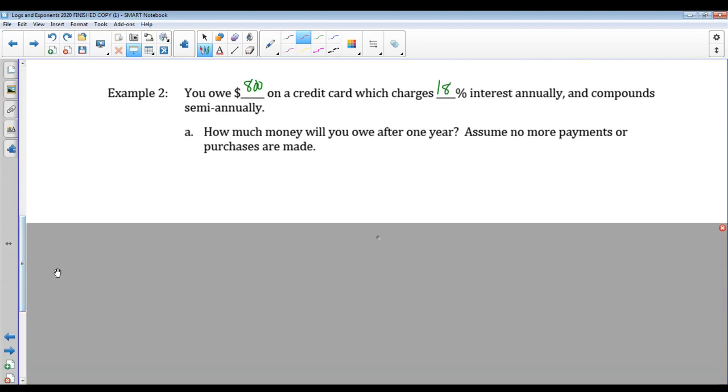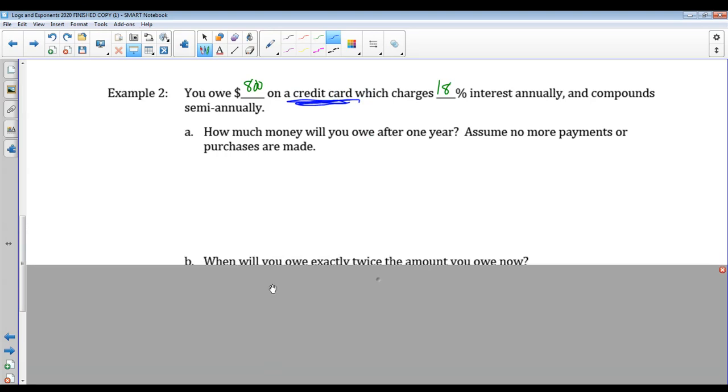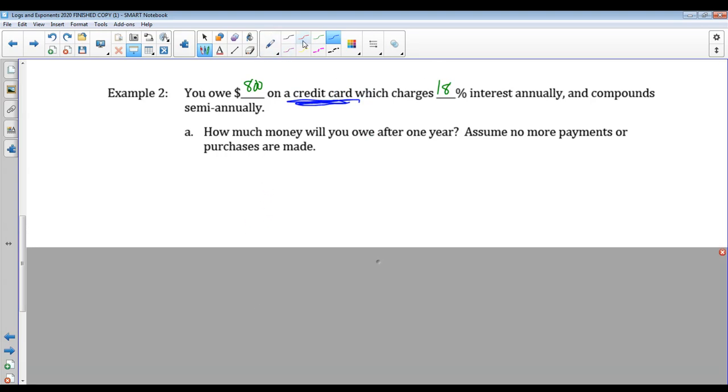All right, this example is not great. I meant to change it this year. Credit cards, for those of you who have them, don't carry over for the year. They're a month-to-month kind of investment. So just bear with me and ignore the actual question for a second. Let's say we owe $800 on a credit card, which charges 18% interest annually and compounds semi-annually. Semi-annually means twice a year. How much money will we owe after 1 year, assuming no more payments or purchases are made? So how much will we owe after 1 year? Again, very straightforward.